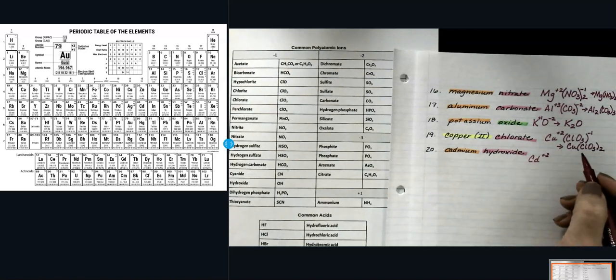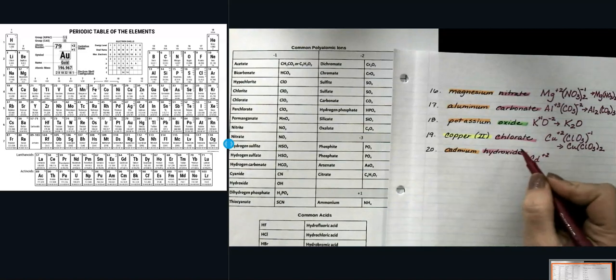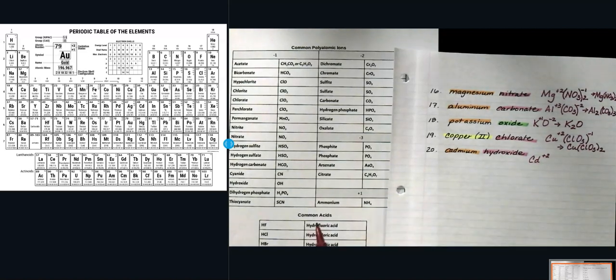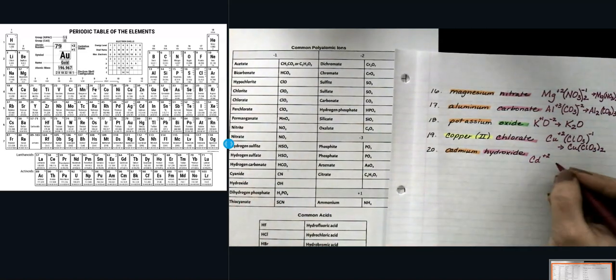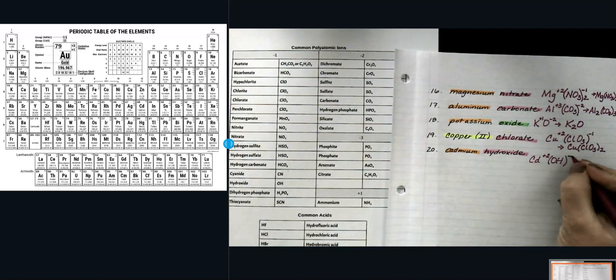And then hydroxide. Remember, that's not going to be found on our periodic table, so we have to look on our polyatomic ion chart. We come over here, we find our hydroxide. It's an OH. Put my parentheses. OH is in this column of a -1. So that's going to become Cd. That 2 comes over here. The 1 goes over there. (OH)2.